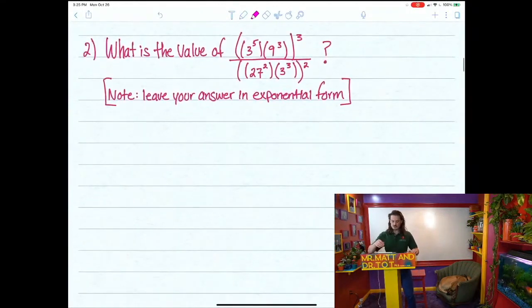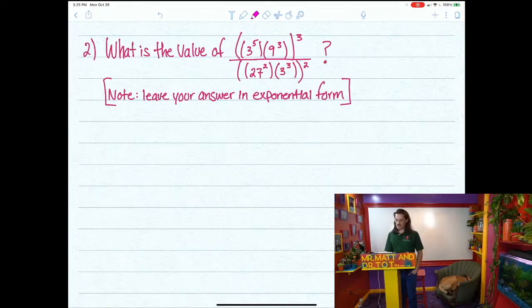Okay, number 2. We're evaluating some exponents here with some real bases. We don't have variables any longer. And you're going to leave your answer in exponential form. So I don't need you to calculate the exact numeric value. I just need you to simplify the expression completely into one exponential form.